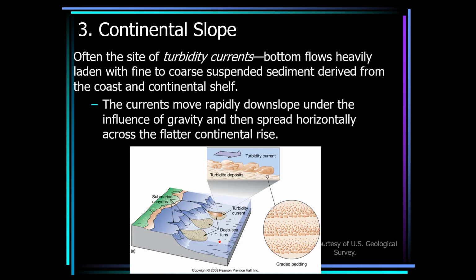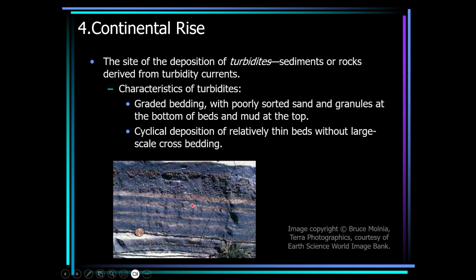The continental slope is often the site of turbidity currents. These are bottom flows heavily laden with fine, coarse, suspended sediment derived from the coast and the continental shelf. The currents move rapidly. See, it's coming probably even from the land. The rivers bring it through the delta into the continental shelf, and it carves a canyon as it comes down. Then it's going to settle on the continental rise and the abyssal plain. So this is the rise, which is always the site where the turbidity currents resolve and the sediment settles down.